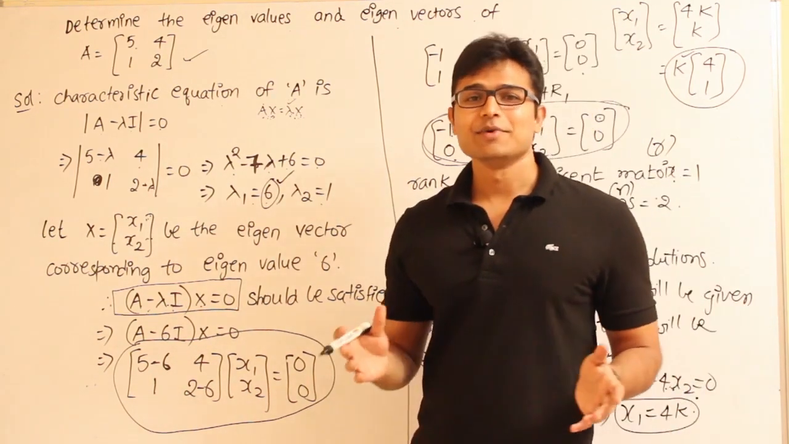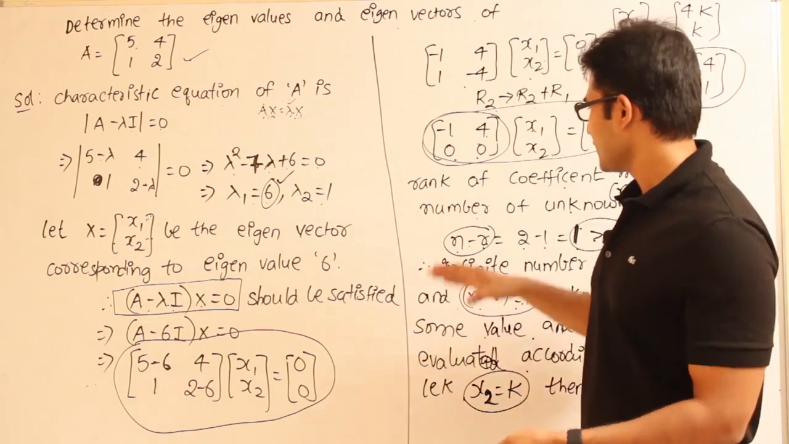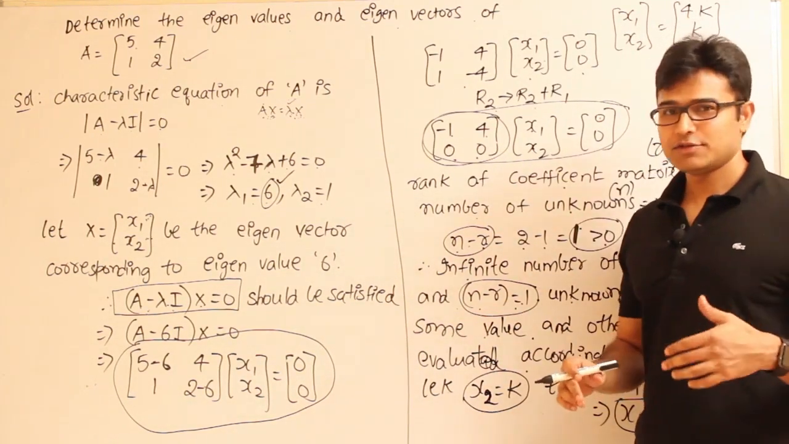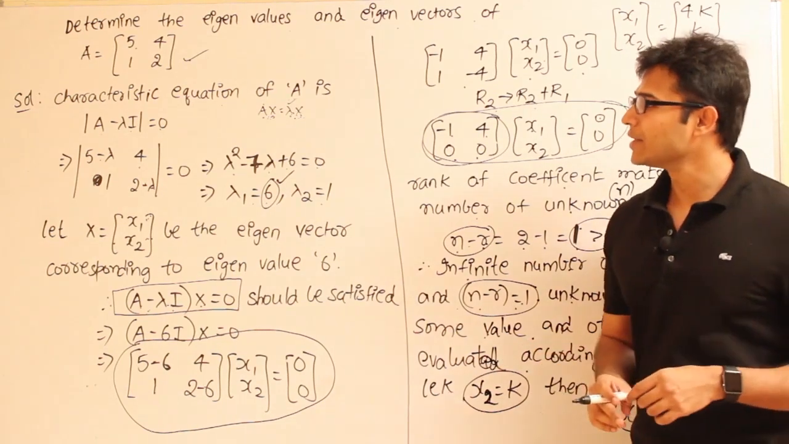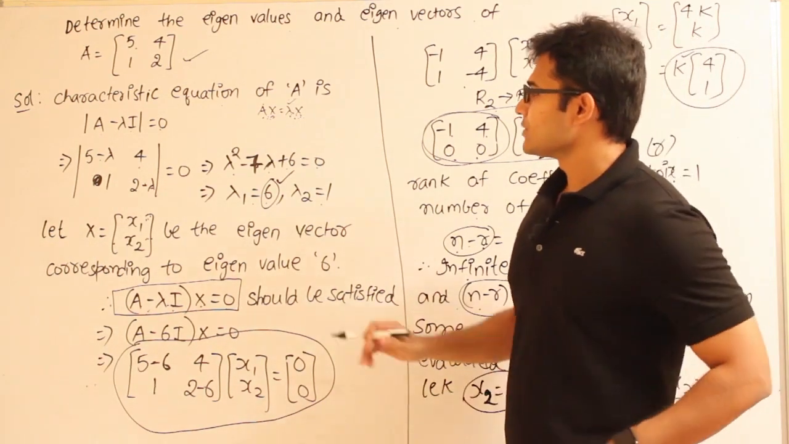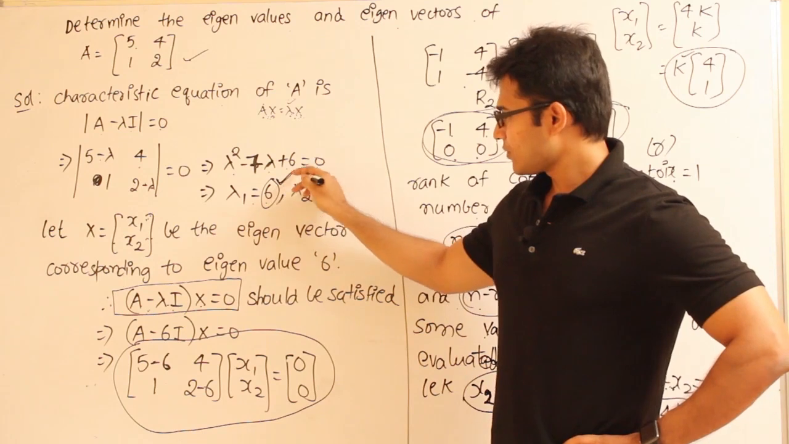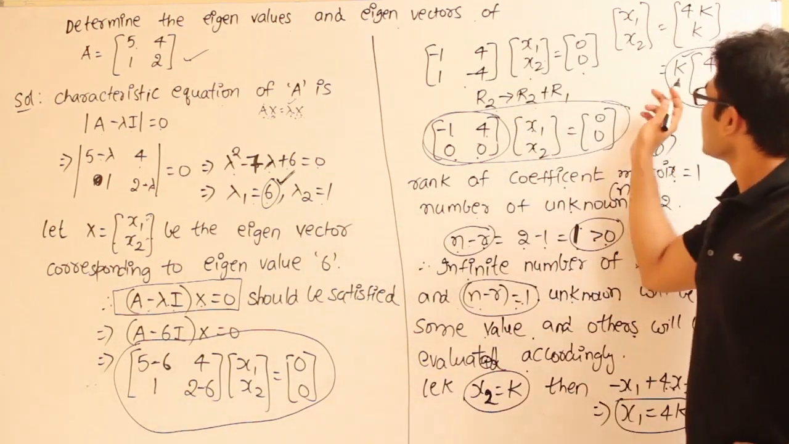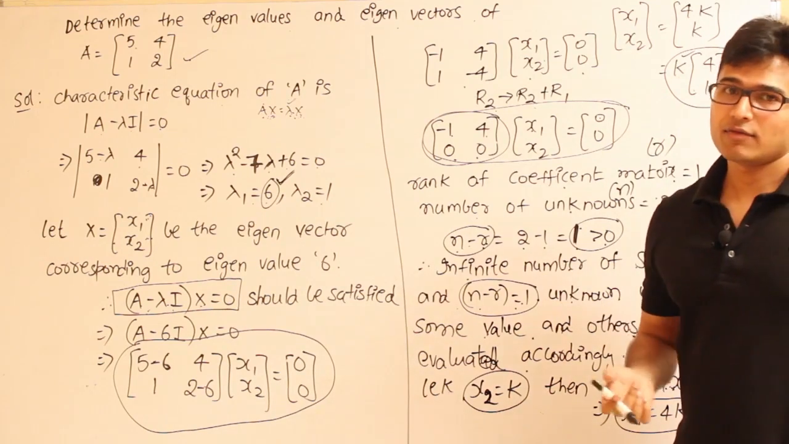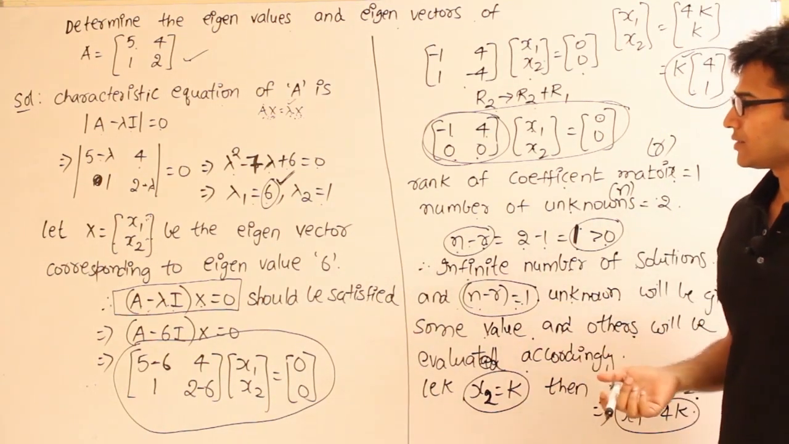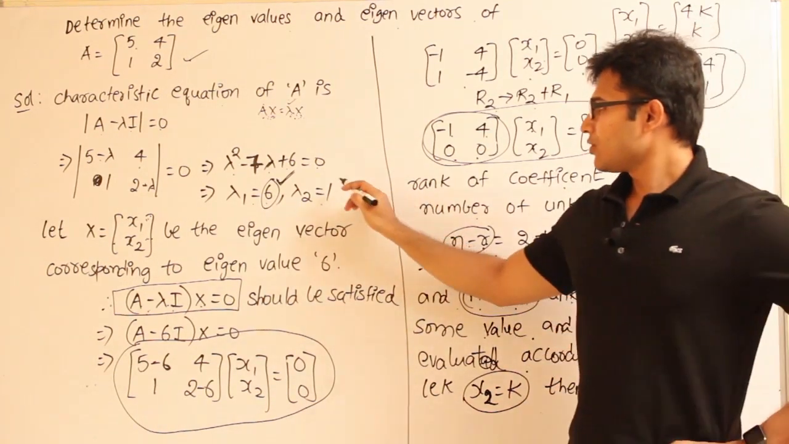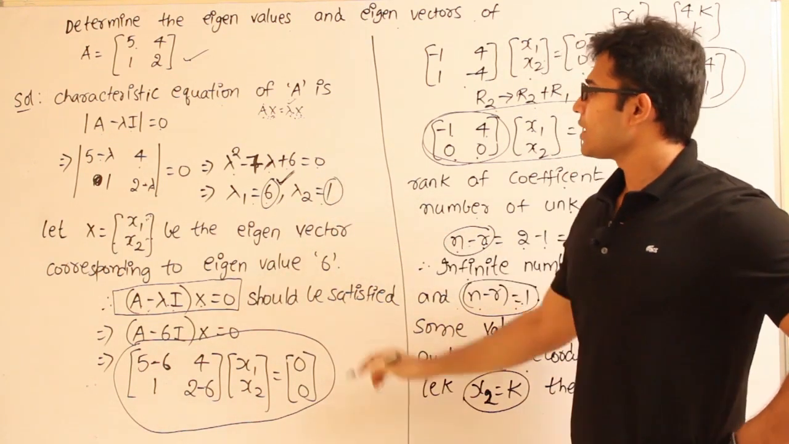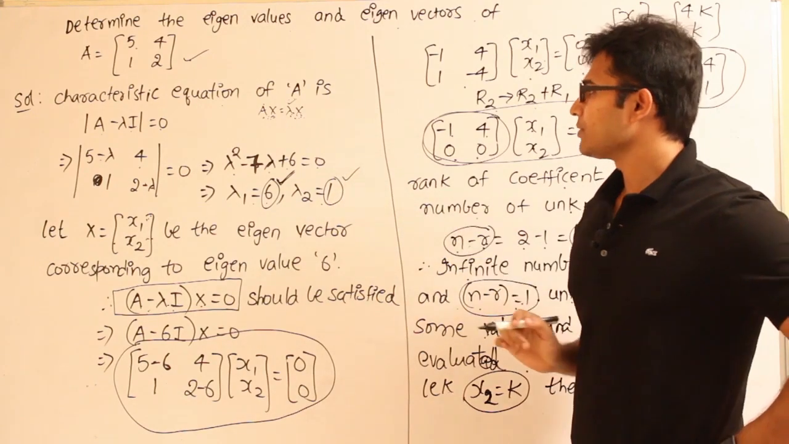It might look very big, but since I am writing everything and explaining it to you, it looks big. Once you do it yourself, it will not be that big. So what I mean to say is, for lambda equal to 6, one of the eigenvalues, we got the eigenvector as this one. How many? Infinite number of eigenvectors, right? Now let's find out how many eigenvectors are possible for lambda 2 equal to 1.